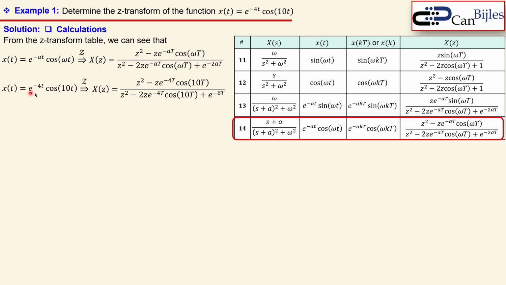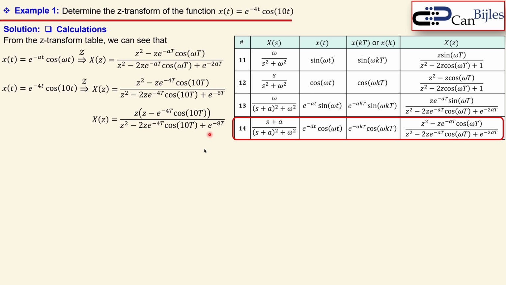Now recognize here, this will be then z squared minus z e to the power minus 4 capital T. I also have here 10 for the cosine of 10t, and then also etc. for the other ones. Because you need to just look at the a, small letter a, and omega. It's really that straightforward. And this is 2 times a, so you need to have a minus 8 here.